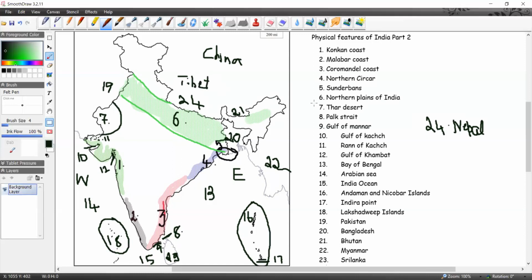Hope now you understand how to mark the coastal plains of India, neighboring countries of India, and the boundaries of India. In the next class, let us learn how to mark the rivers of India.